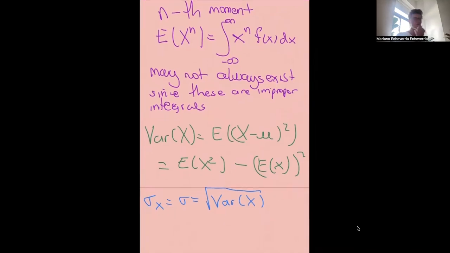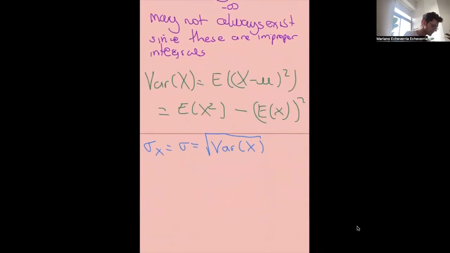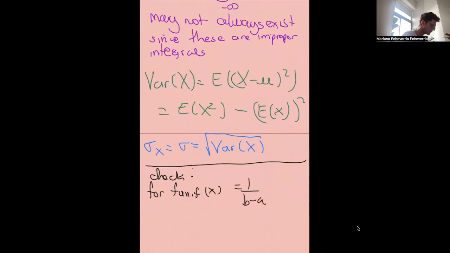If you want to check for yourself, it's in the book, but it's not too bad to do. You can check that for f uniform, I had already given you the formula for the expected value, and the variance ends up being just (b minus a) squared over 12.